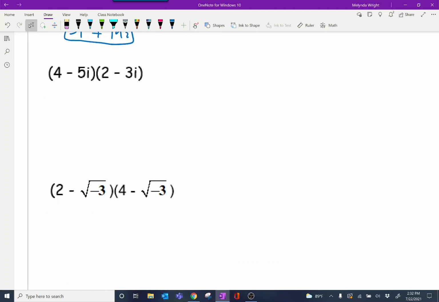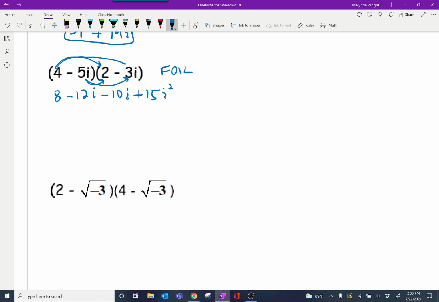Basically what we would do here is just FOIL. We would do first times first, so 4 times 2 is 8. And then outsides, 4 times a negative 3i would be a negative 12i. Inside, negative 5i times 2 is negative 10i. And then last, negative 5i times a negative 3i is a positive 15, and i times i is i squared.